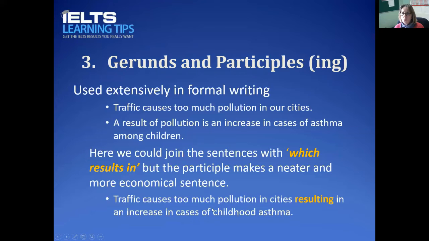So: traffic causes too much pollution in cities, resulting in an increase in cases of childhood asthma. You could turn it around and say, increasing cases of childhood asthma are caused by too much traffic pollution. So there are different ways of doing it. And the thing is to try and experiment with different ways of introducing these participles and gerunds. And you only really need to put one or two into your writing. Don't do it for every sentence, or that will become quite boring and repetitive.